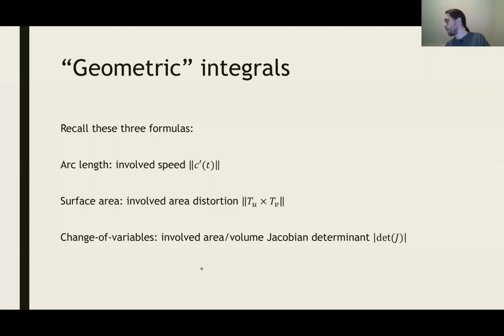The second thing I want to talk about has to do with doing integrals, and in particular finding arc length or surface area or doing a change of variables. Each of those had these distortion factors that we had to multiply by to get the right answer. One of them was speed when we were calculating arc length. One of them was this cross product length of these two tangent vectors when we were calculating surface area, or when we were doing the change of variables, we had this Jacobian determinant factor we multiply by, the absolute value of the determinant of the Jacobian matrix.